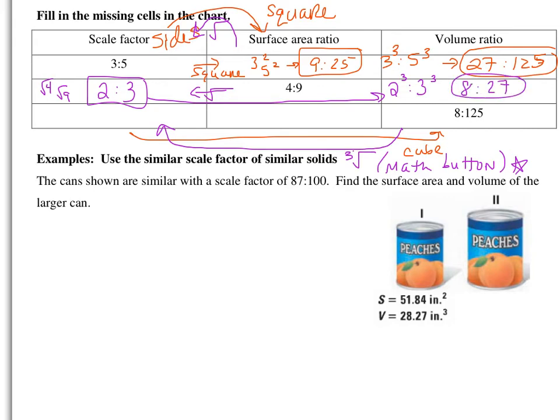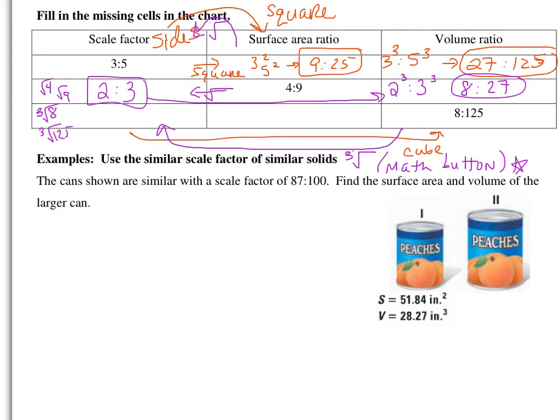So to find the surface area ratio and the volume ratio, you always have to base it off of the scale factor. So next, for my volume ratio, I've got 8 to 125. So if I'm going backwards, I need to take the cubed root. So that would be the cubed root of 8 and the cubed root of 125.